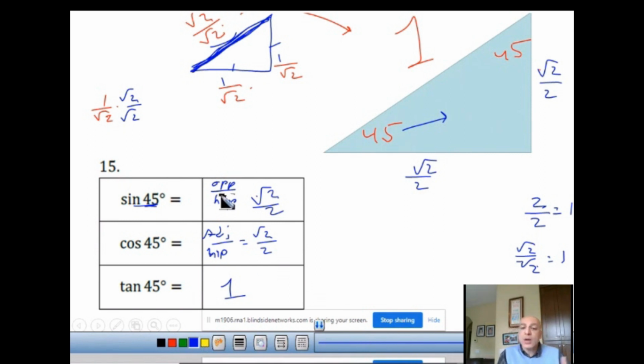Okay, so just clean it up a little bit. Sine of 45 is going to be square root of 2 over 2, regardless of the measurements in the triangle. They could be huge, they could be small. That's going to be the ratio that we're after. Cosine is always going to be square root of 2 divided by 2, and tangent of 45 is always going to be 1 all the time.